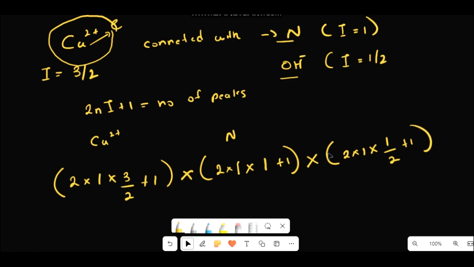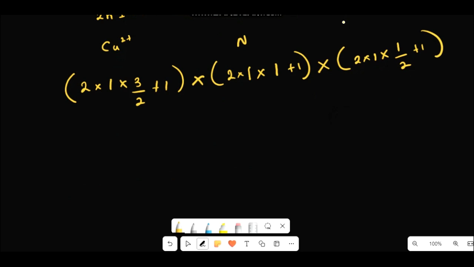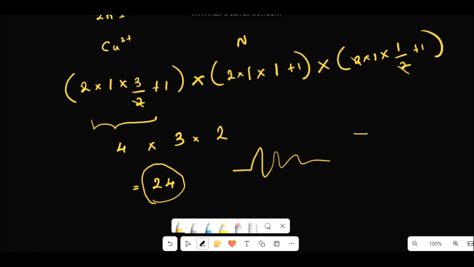Now the simplification. From the first we got 4, from the second we have 3, and from the third we have 2. So we would have 12 and then 24. So we would expect 24 peaks for this specific problem in our EPR spectrum. So this is basically the hyperfine effects. I hope you got some idea.